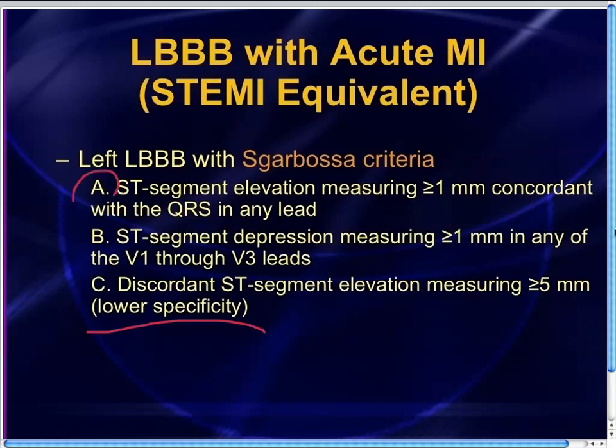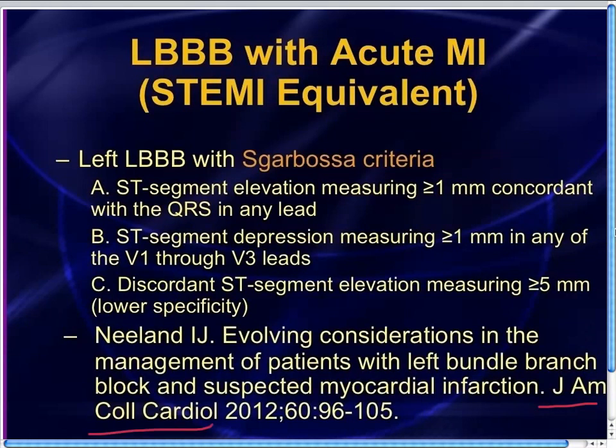But Sgarbossa criteria A, concordant ST elevation. Sgarbossa criteria B, concordant ST depression in V1, V2, or V3. These have more than 90% predictive value for telling you this person is having an MI. And if you have consultants that don't believe you, just show them this article. Oftentimes, a cardiologist may not be up with this, even though you would think so. A lot of them don't know about this or don't believe in it. Show them their literature. Make them read their own stuff.